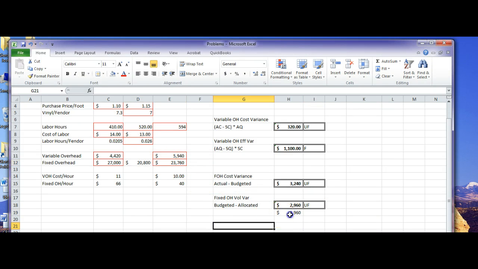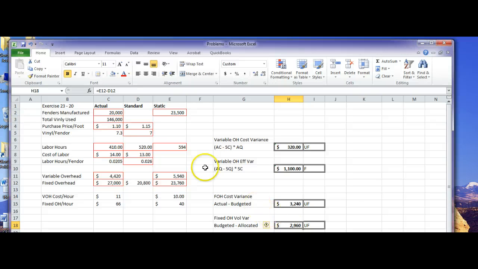And that's what we call the volume variance, and that's the variance based on different stages of production. Because here we planned on allocating through 23,500 units, but we only did for 20,000. More pertinently, 594 hours, 520 hours, since we're doing this based on hours. So that should get you through problem 23-20.